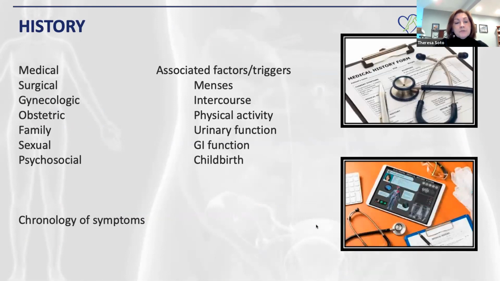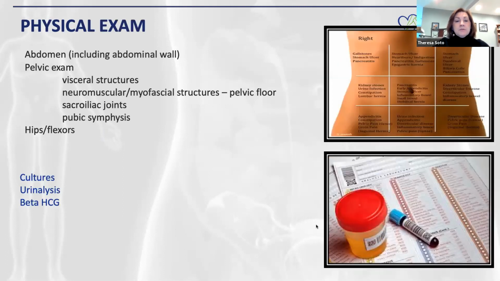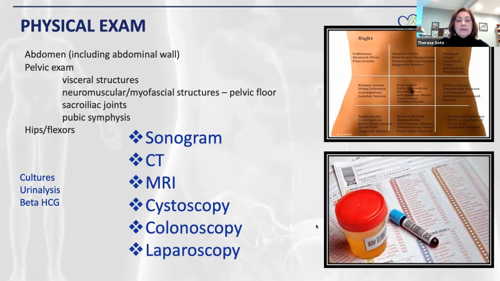So we do our history and we try to get a chronology of symptoms. Do you have a family history of it? Pre-pregnancy, post-pregnancy? Do you have any sexual issues, dyspareunia, pain after intercourse? And put as complete a history together as we can. We do their physical exam, we look at cultures, urinalysis, betas, and then we have to consider, so what next? What kind of study do we do to try to weed this out?